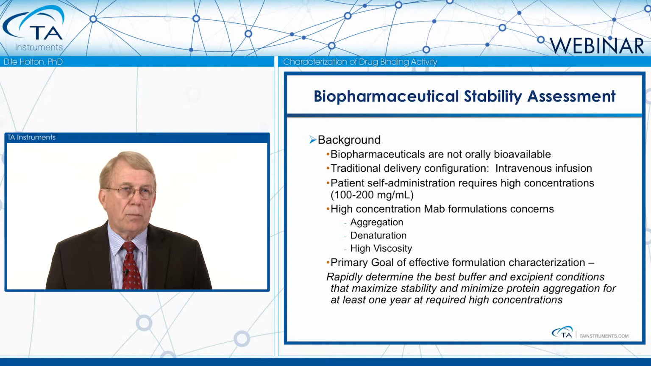when it comes to biopharmaceuticals. So the primary goal in characterizing a biopharmaceutical in these areas where you're having high concentrations is to rapidly determine the best buffer and the excipient concentration that maximize the stability and minimize the protein aggregation for at least 1 year at these required high concentrations. You can do that with a standard shelf life study, but then again, you're talking about weeks or even months before you even get any data that you can count on for shelf life determination.